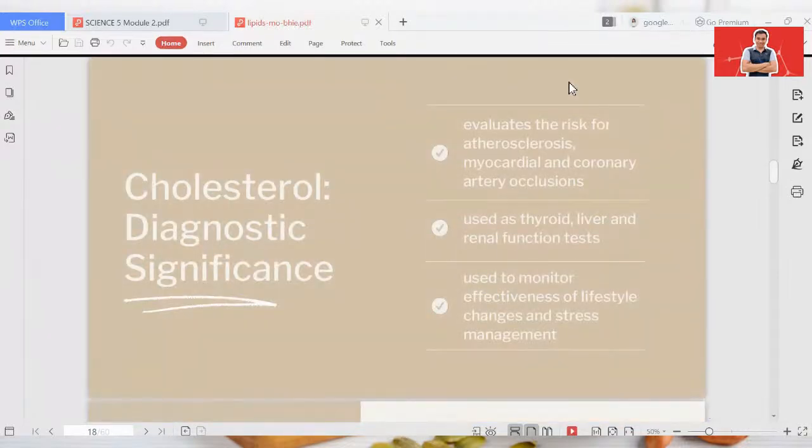For the cholesterol diagnostic significance, we have evaluates the risk for atherosclerosis, myocardial, and coronary artery occlusions. Used as thyroid, liver, and renal function test. Used to monitor effectiveness of lifestyle changes and stress management.